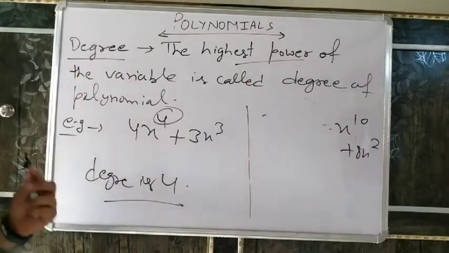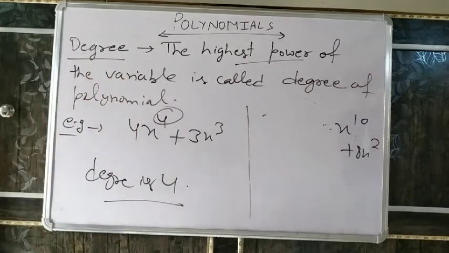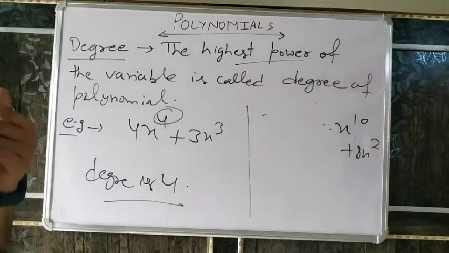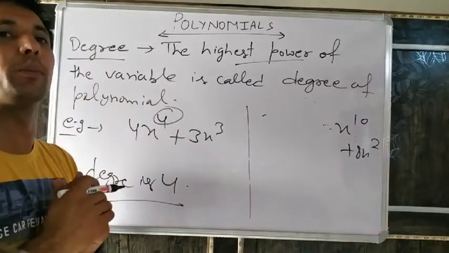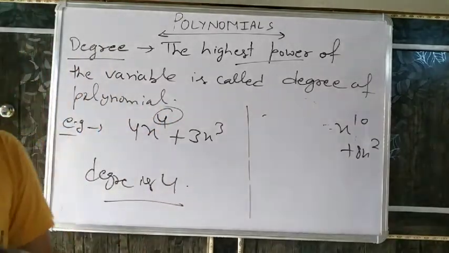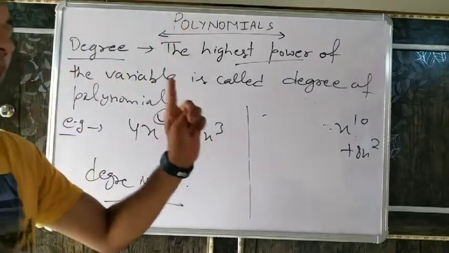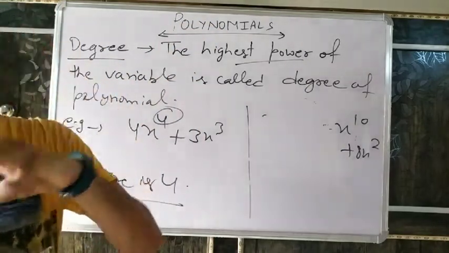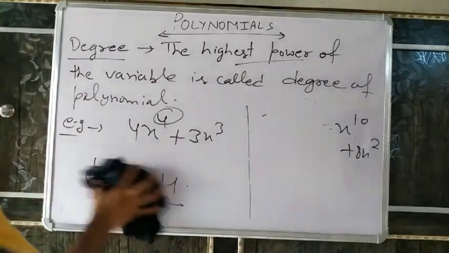Now we will discuss some more cases: linear polynomial, quadratic polynomial and cubic polynomial. Very simple. If any polynomial has degree 1, it is called a linear polynomial. If any polynomial has degree 2, we call it a quadratic polynomial. If any polynomial has degree 3, it is a cubic polynomial. So note this down first.